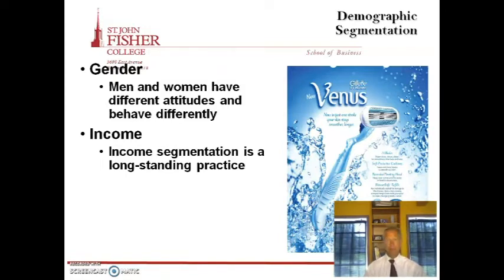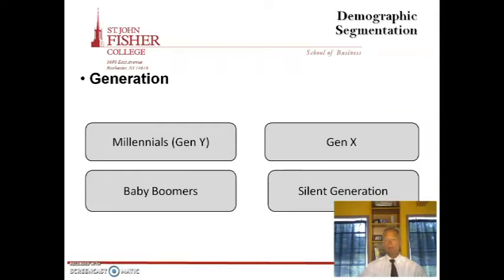Even in men's clothes, if you look at a Hickey Freeman suit versus a Men's Warehouse suit, you're looking at an income segmentation, even though both suits are very similar in style, in cloth, in cut, and things like that. So now you get into generational segmentation.